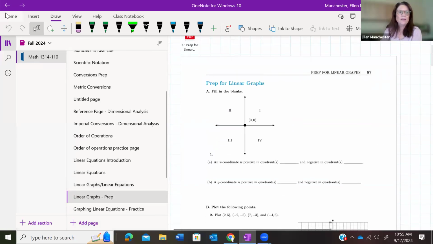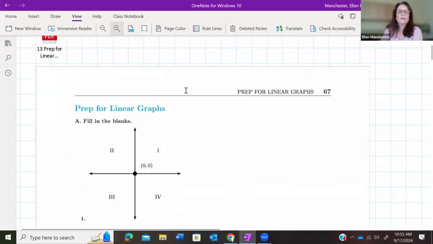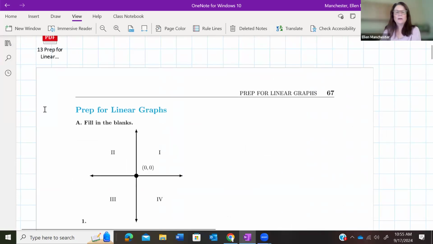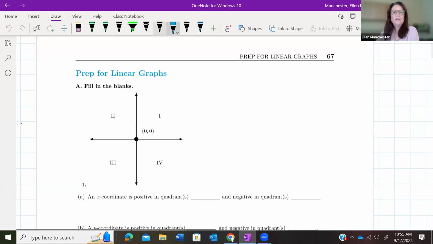Okay, so that is leading us into linear graphs. So everything we just did is all linear equations. So for Zoom people, I have the graph paper in the Canvas page. So you can just draw your own graphs for today, or you can do this in your prep on page 67. But there's just some basics of graphs. This is called the Cartesian coordinate system.